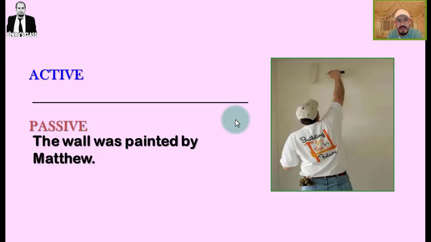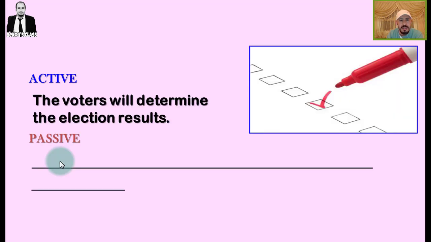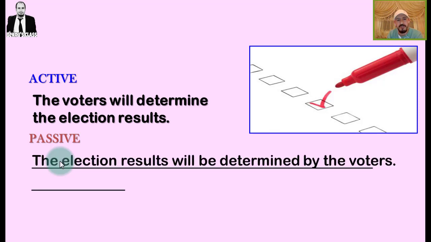All right, so look at this man, he's painting. So we have the passive. Now we're going to write the active. The wall was painted by Matthew. So this is the subject. Matthew painted the wall. Example number 3, the voters will determine the election results. So we have a simple future. The election results will be determined by the voters.